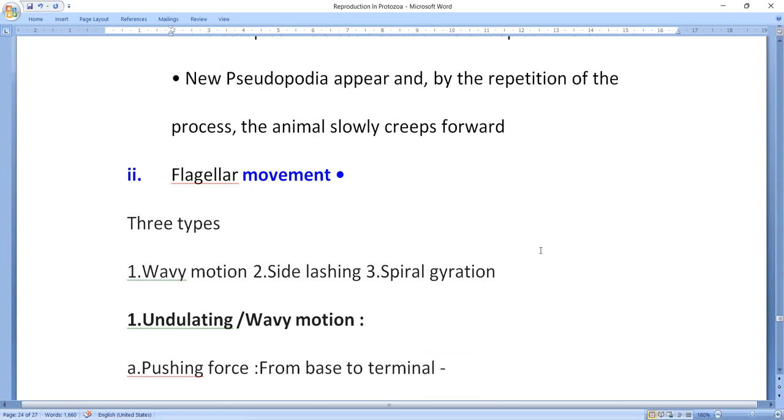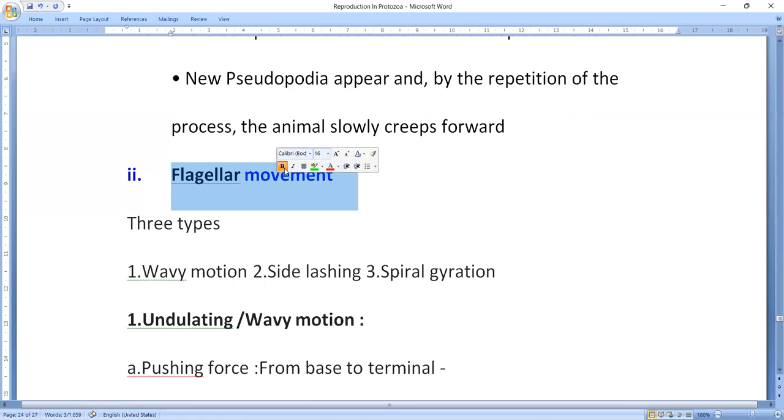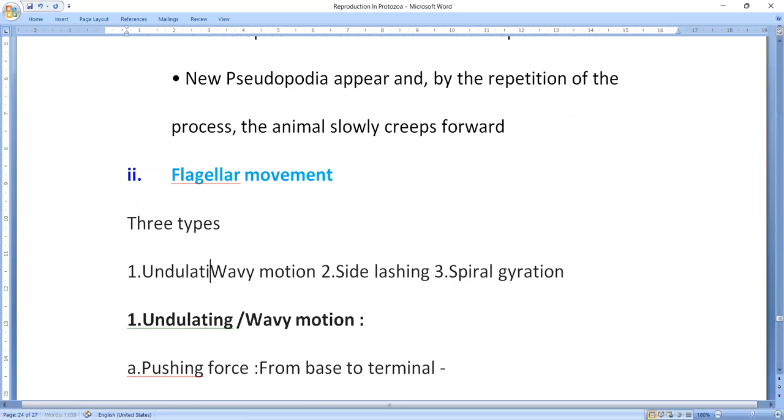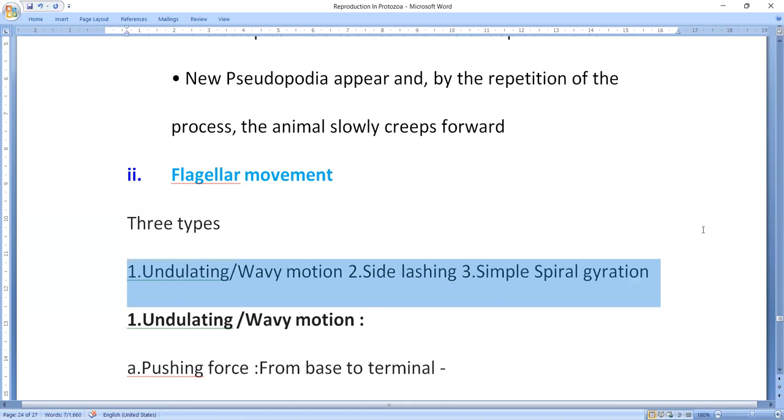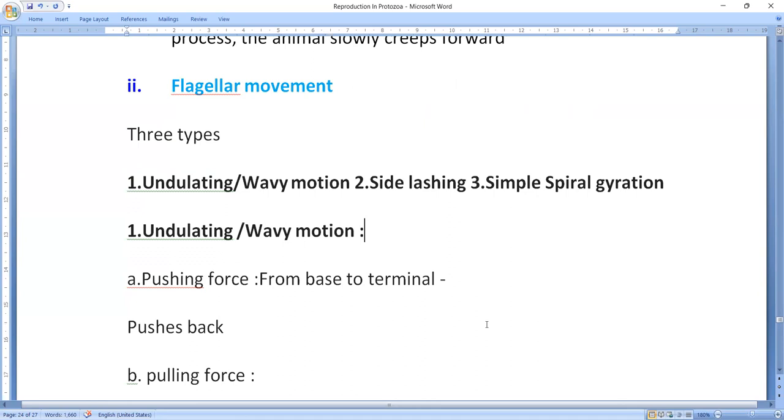Then the second type of movement in the protozoa is flagellar movement. There are three types of flagellar movements. One is undulating or wavy motion, then side lashing motion, and simple spiral variation. So these are three kinds of movements shown by the flagellum. First one is undulating.